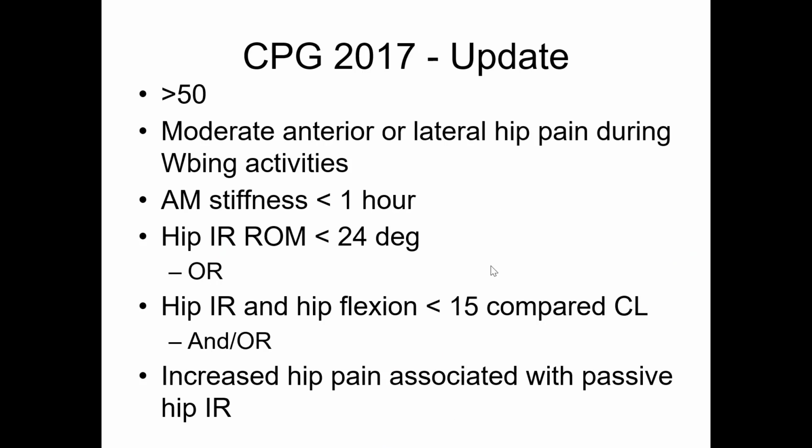Looking to our most recent clinical practice guidelines, we see a diagnosis of hip OA in those over 50, having anterior or lateral pain during walking activities, morning stiffness less than 60 minutes, hip internal rotation less than 24 degrees, or hip internal rotation and hip flexion 15 degrees less than the contralateral side, and/or hip pain with passive hip internal rotation.